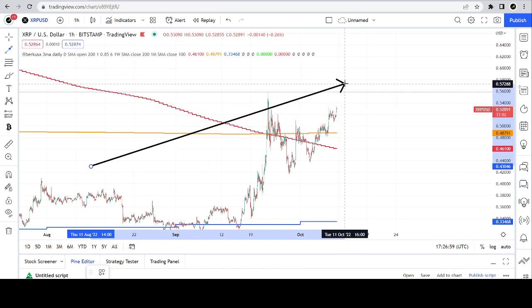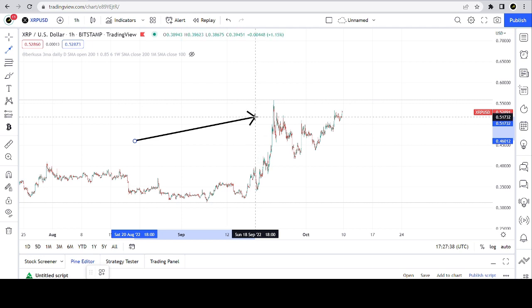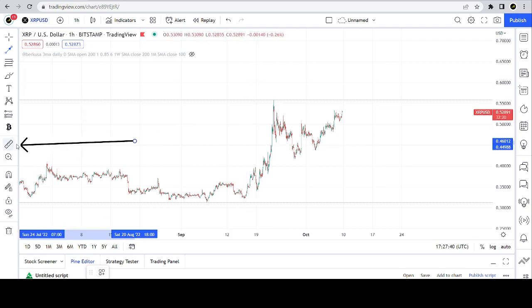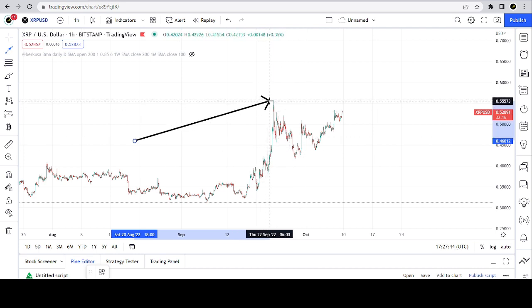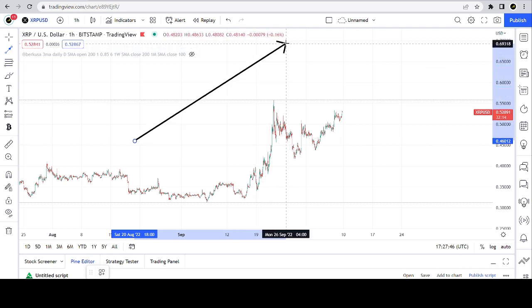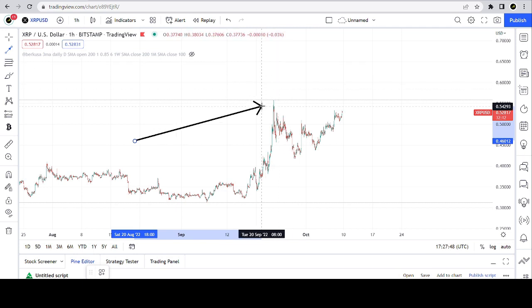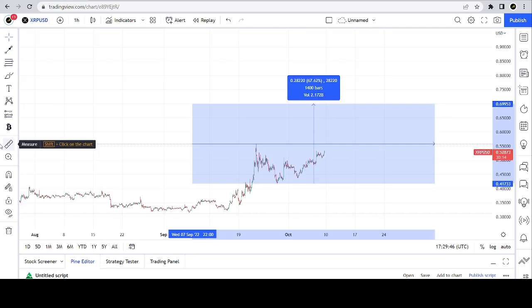Let's see if this continues to complete. So I'm going to use this measuring tool right here, and I'm going to place the bottom of it here. I'm going to place the midway point here, and the move up from there will be a basic rough idea of how high this could potentially go. Let's take a look and see how it looks.